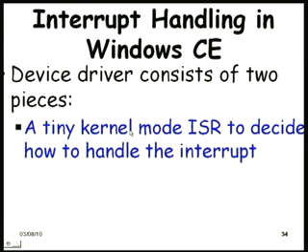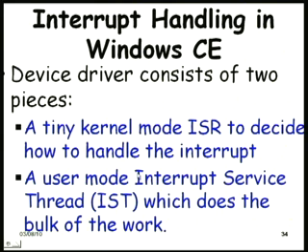One thing that we need to discuss is the interrupt handling in Windows CE. The device driver, as we are saying, with any operating system which can give a fast response to interrupts, must have two parts. One is a tiny kernel mode ISR, the interrupt service routine, which basically decides how to handle the interrupts, and it can queue an interrupt service thread or a deferred procedure call, which does the bulk of the interrupt handling work, but the basic work of deciding how to handle the interrupt etc. is done by the tiny kernel mode routine. So, the same thing is supported here, which is of course very desirable for a real time operating system.